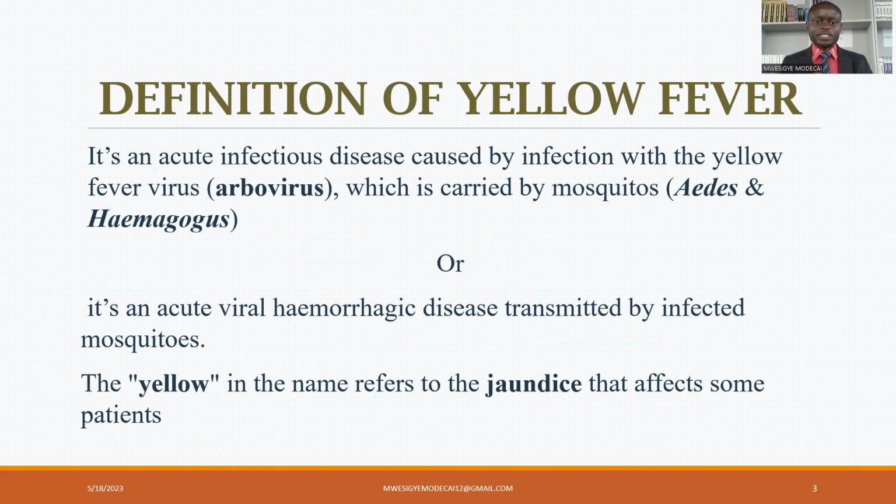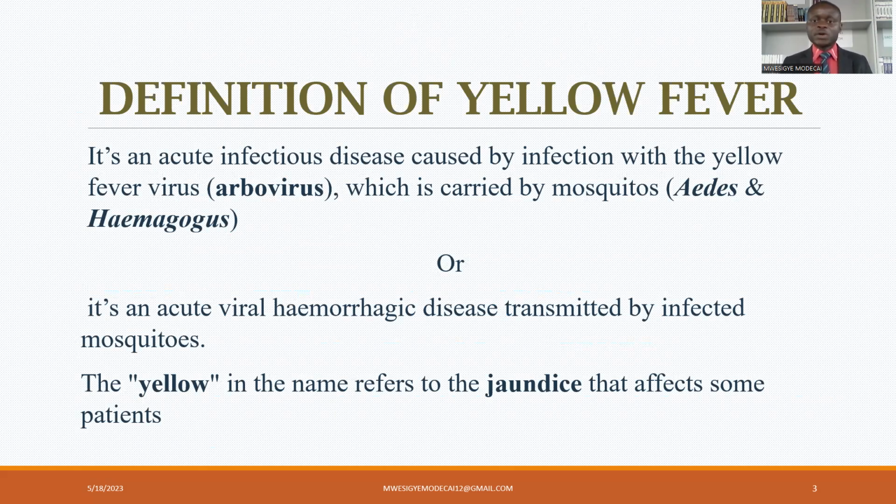So yellow fever is an acute infectious disease caused by infection with yellow fever virus, which we call arbovirus. And this virus is carried to humans by mosquitoes of the genera Aedes and Haemogogus. These are the two mosquitoes that are responsible for carrying arbovirus to humans. Or you can say yellow fever is an acute viral hemorrhagic disease transmitted by infected mosquito.